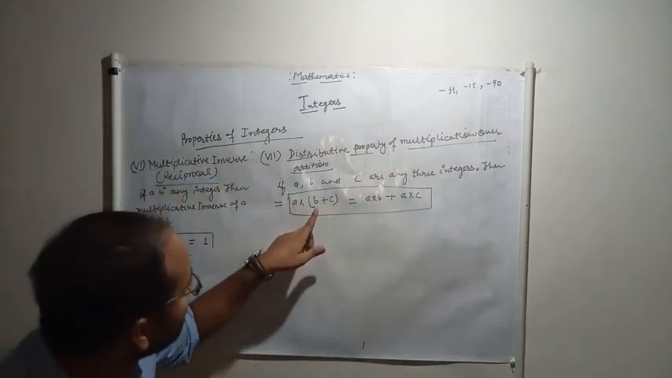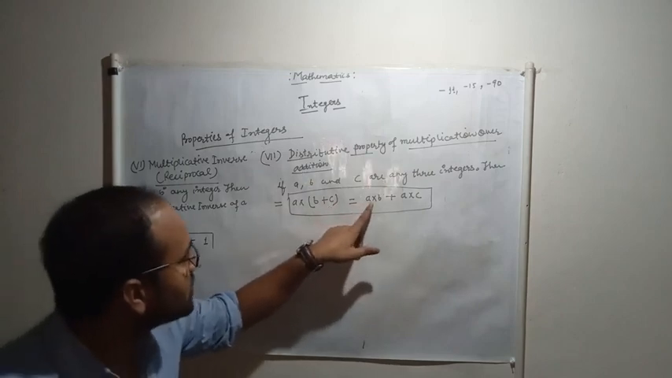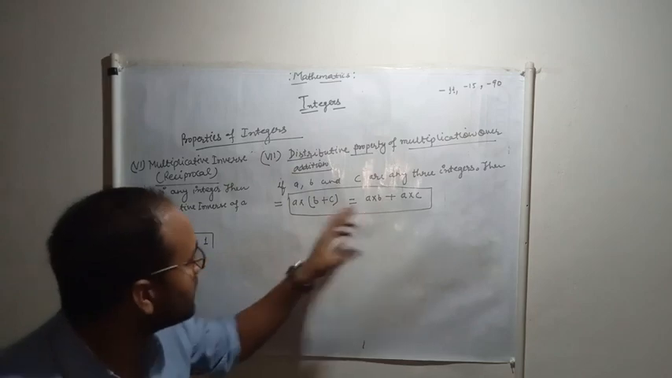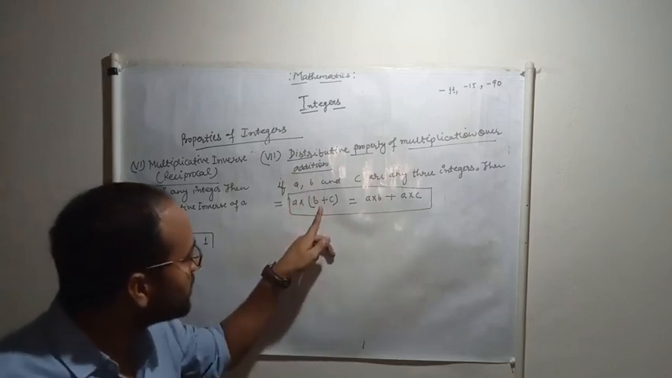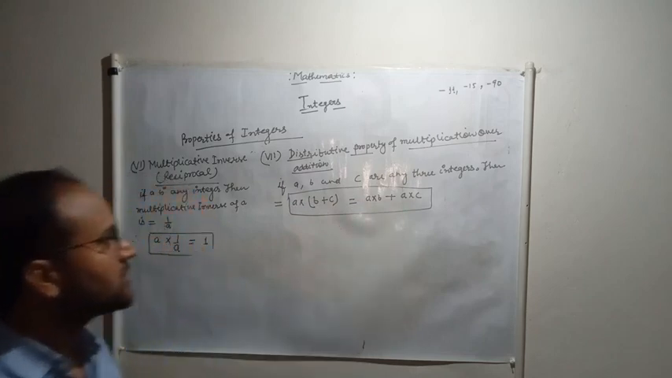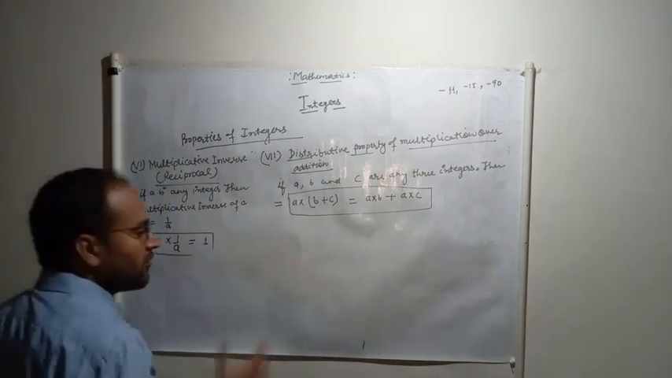A multiplied by b plus c is equal to a multiplied by b plus a multiplied by c. If you remove the bracket, a multiplies b first, and a also multiplies c. I will show you this rule with one example.